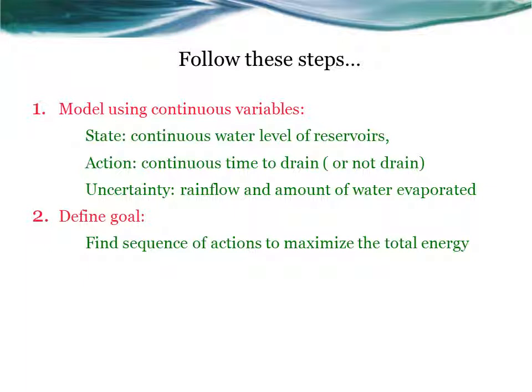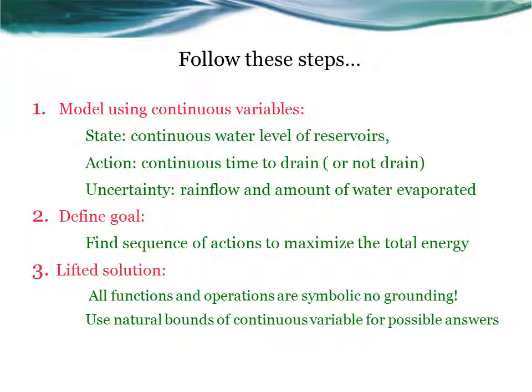Next, we define the goal. So our goal is to find a sequence of actions to achieve the total energy, and we want to maximize this total energy. So this is done by a reward function. And we provide a lifted solution where all functions and operations are symbolic. They're at the lifted level. We have no variable groundings. And we use the fact that continuous variables have a natural bound on them to come up with a range of possible answers.